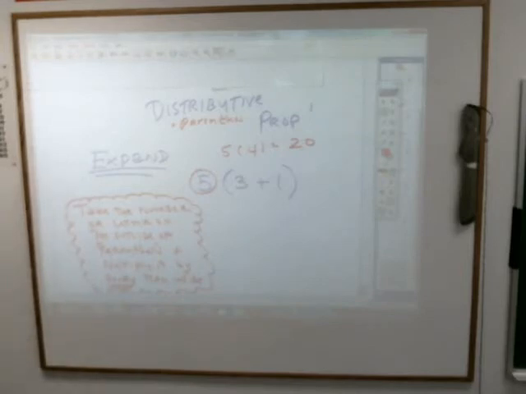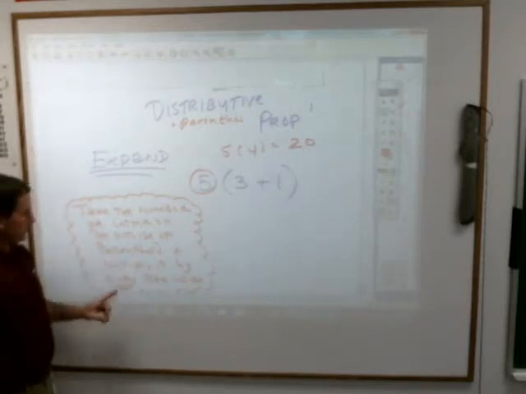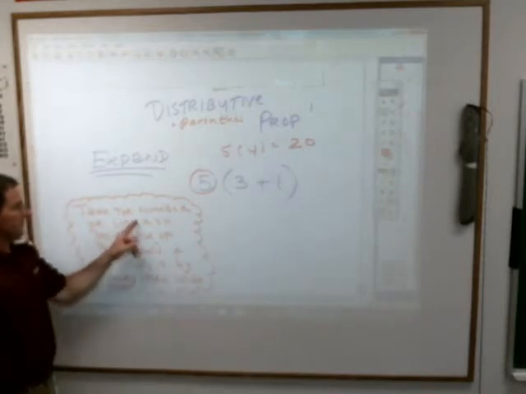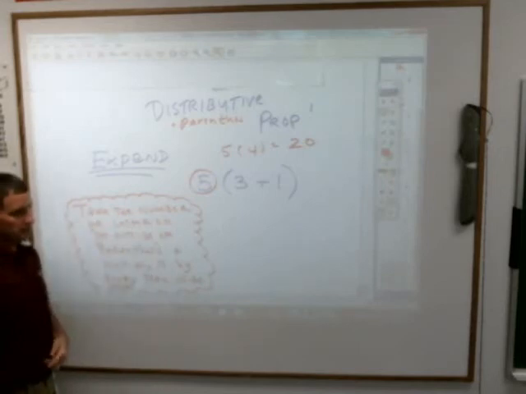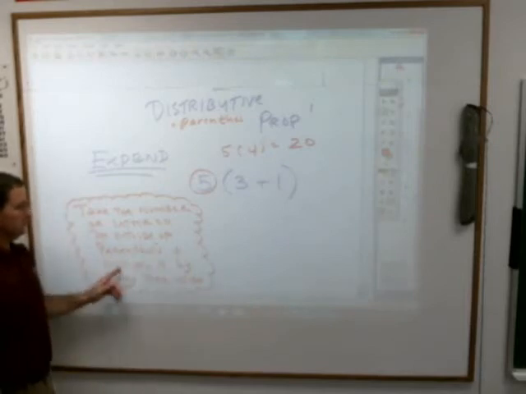I'll let you write that because it is crucial that you're following along with me on this. Absolutely, positively crucial. If you do that right now, you're going to fare much better than most. Take the number or letter outside of the parenthesis and multiply it by every term inside.